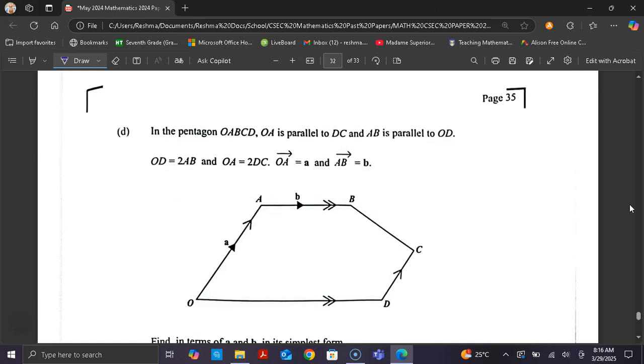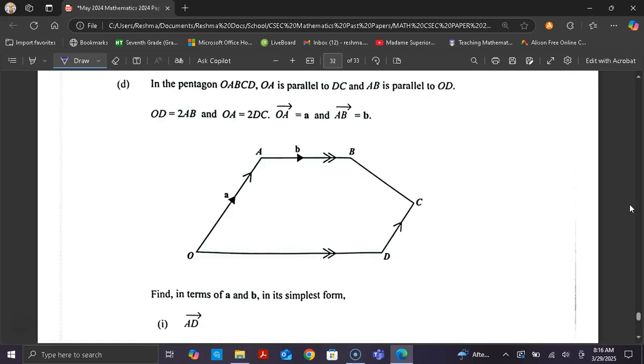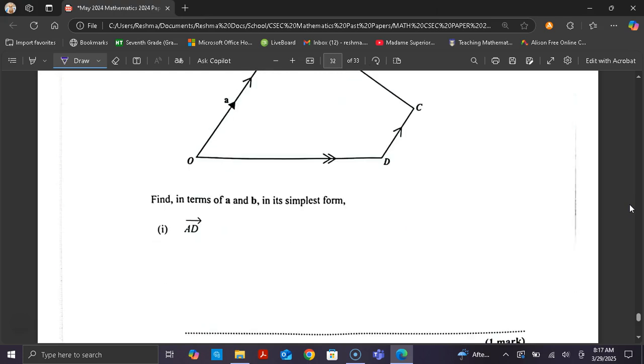So let's go on to part D. In the pentagon OABCD, OA is parallel to DC and AB is parallel to OD. OD is 2 times AB, OA is 2 times DC, OA is vector A, and AB is vector B. So find in terms of A and B in its simplest form. First, we have to find, for 1 mark, vector AD.